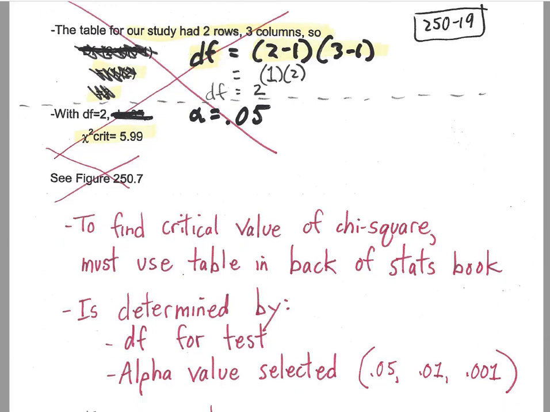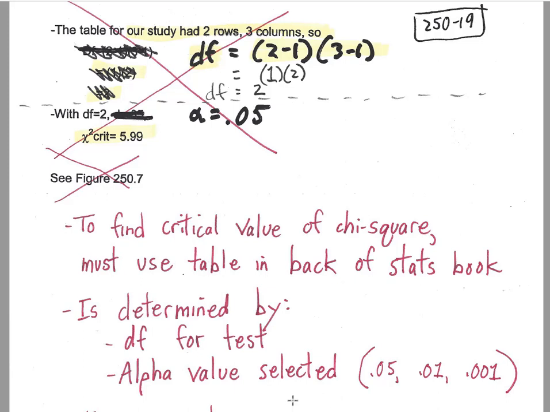To find critical value of chi-square, use the table of chi-square in the back of a stats textbook. You don't have a table of chi-square in your course pack, but it doesn't matter. For any questions that come up on exercises or on the test, I will always give you the critical value of chi-square, but I want you to know how you look it up in case you find yourself in a situation where you've got to do it in the future. It's determined by the degrees of freedom for the test and which alpha value you selected.